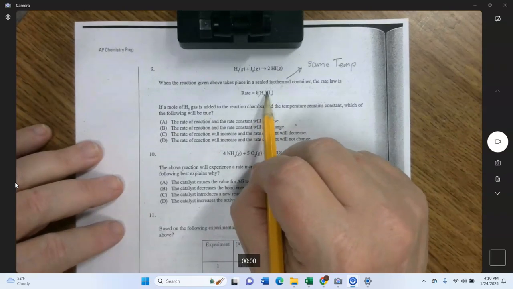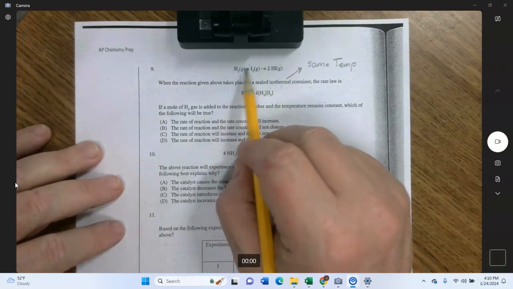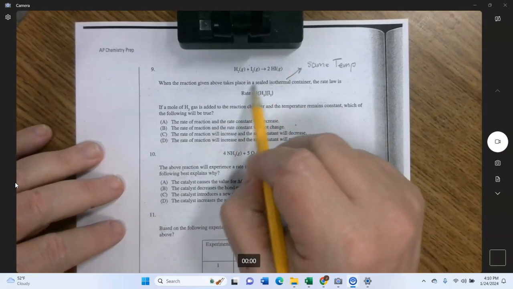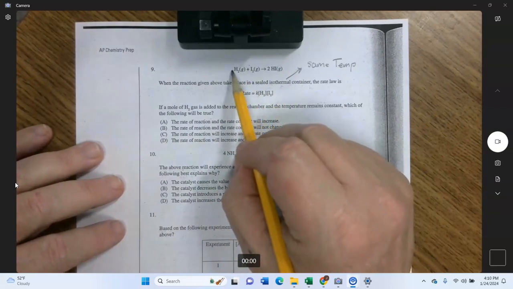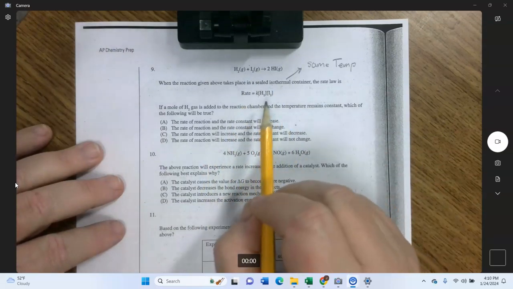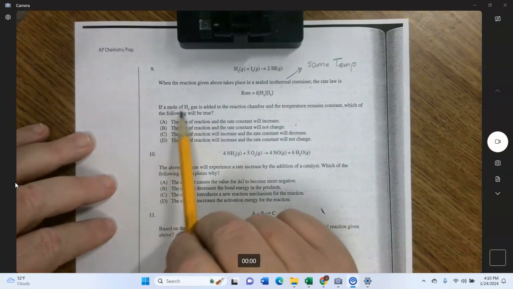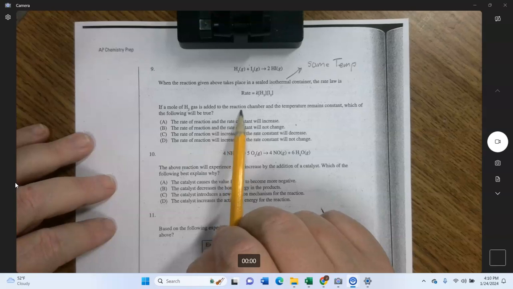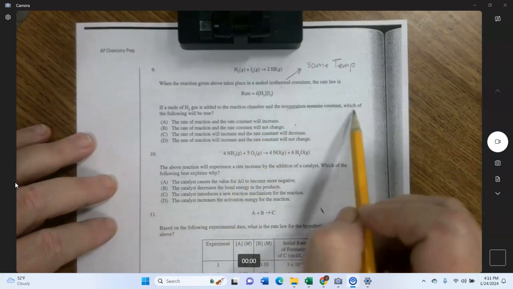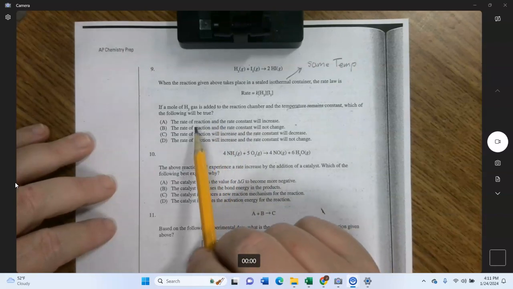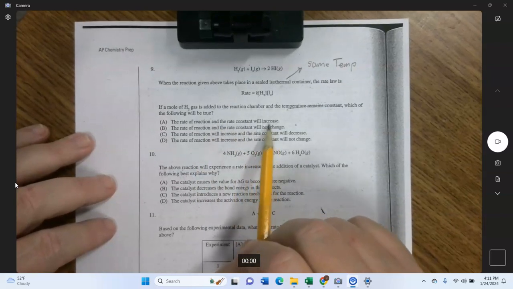Now, you didn't get the exponents of 1 and 1 because of the coefficients. Remember, in an overall reaction, you have to get this experimentally, so you can't just assume that those coefficients are the exponents. But anyway, there's the rate law. If a mole of H2 gas is added to the reaction chamber and the temperature remains constant, so that's important, which of the following will be true? The rate of the reaction and the rate constant will increase.